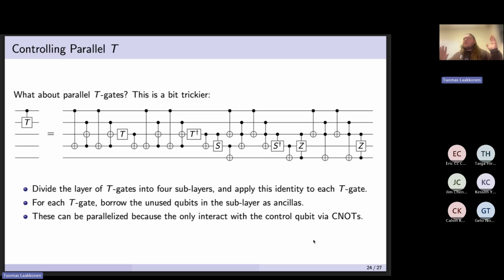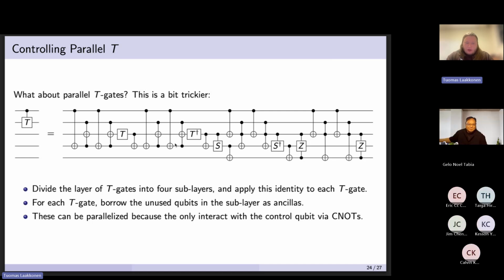So if we want to do Clifford+T circuits, we also need to consider parallel layers of T gates, and this is a bit more complicated. But the basic idea is this. If we have just one T gate and we add a control to it, we can rewrite it in this seemingly extremely complicated way. I don't even know how I got to this circuit, just by playing around with the simulator. I have no idea why this works, but I know that it does.